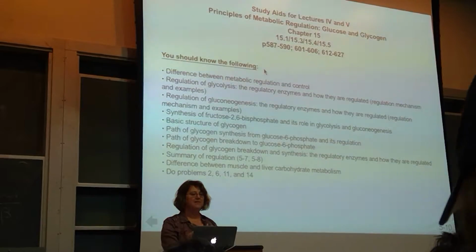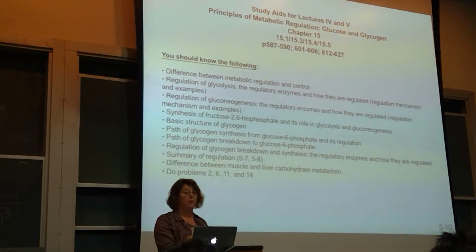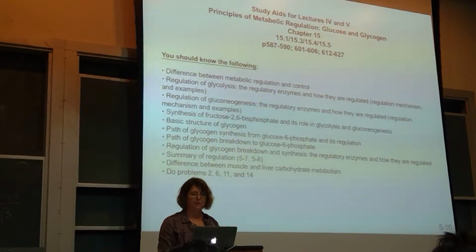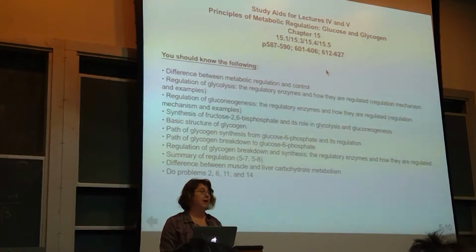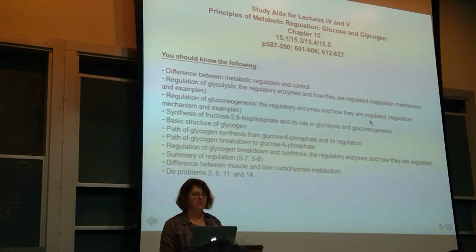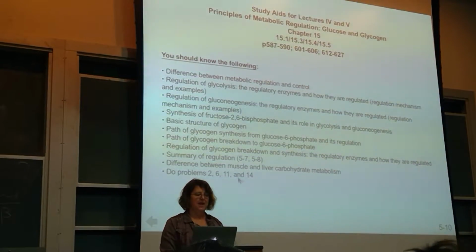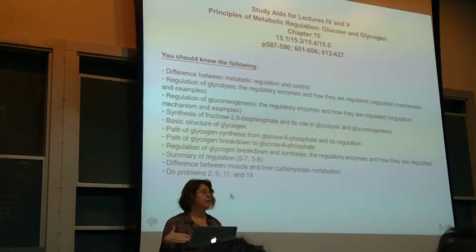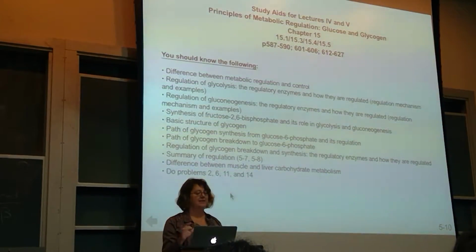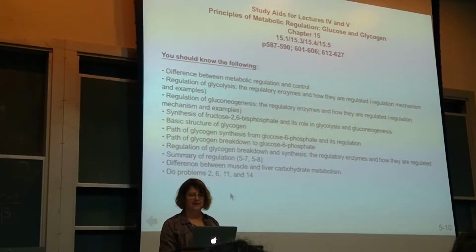So these are the same study aids that were listed before for 4 and 5 in terms of what you need to go over. I'm pretty clear about what structures you need to memorize and what you don't. And then the problems are always the problems at the back of that chapter in the 6th edition.